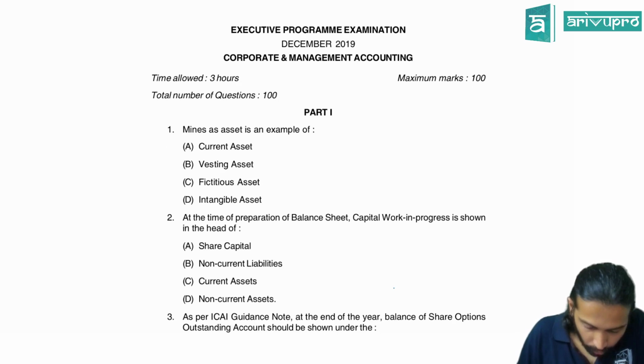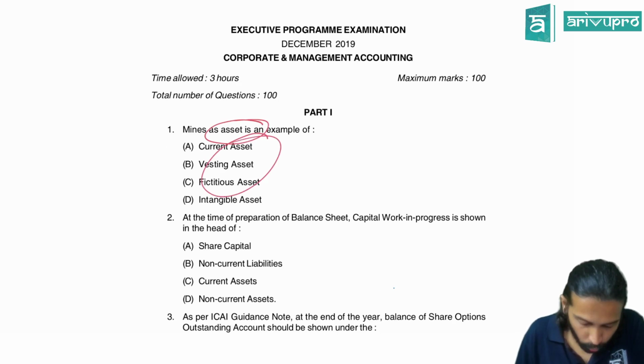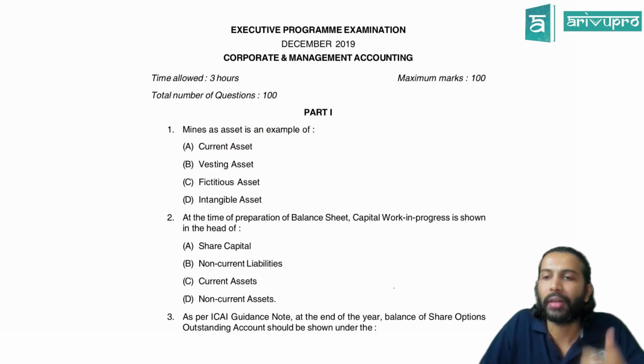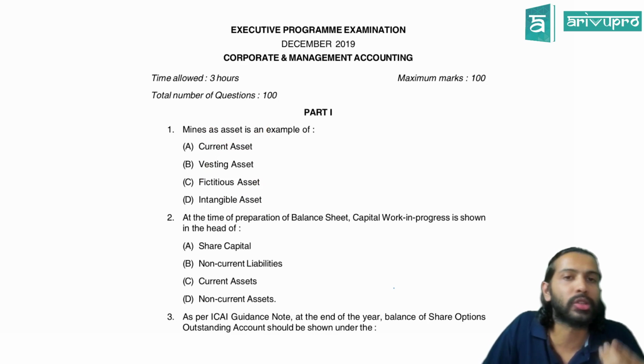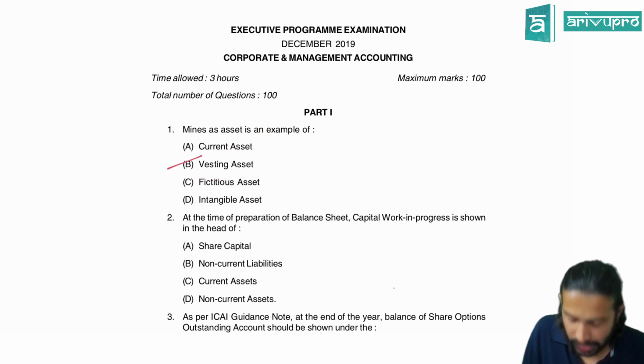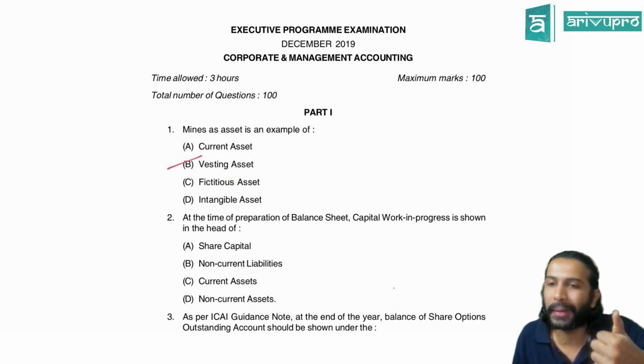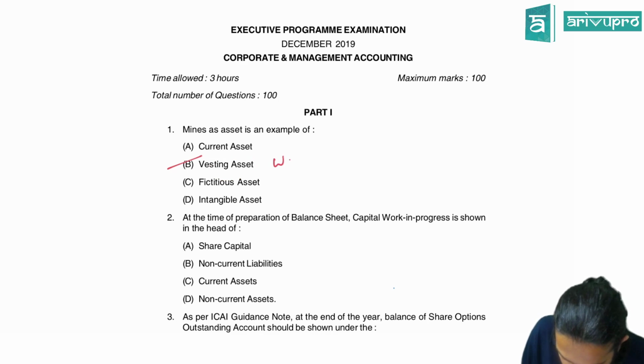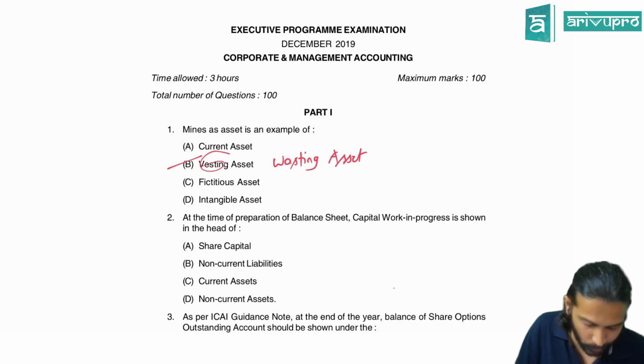Question number 1. Mines as an asset is an example of what? If you have any coal mine or gold mine, what are those assets known as? Those assets are known as wasting assets. In this question, our institute made a spelling mistake. Actually, it should be wasting assets. By mistake, they call it vesting assets.